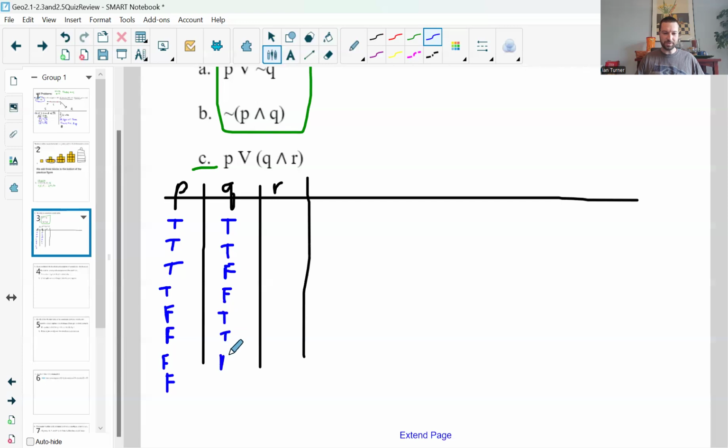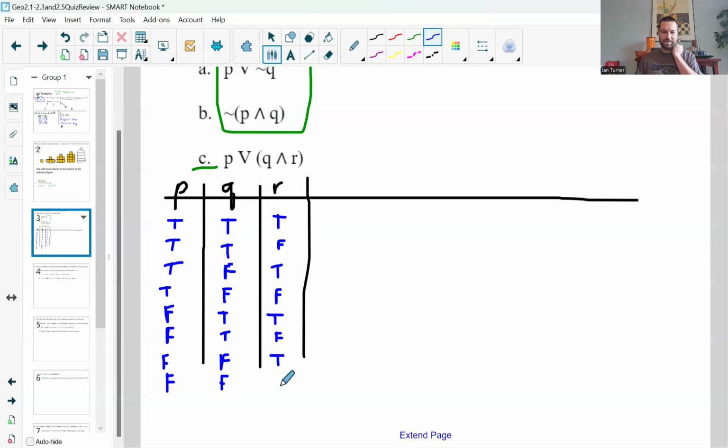I used to be pretty good at this when we were in COVID and I could write pretty well. And then R, we're going to alternate every time. True, false, true, false, true, false. One more. We got it.